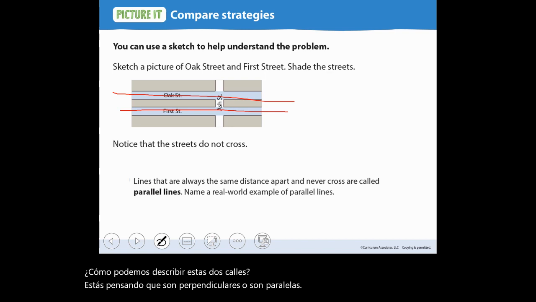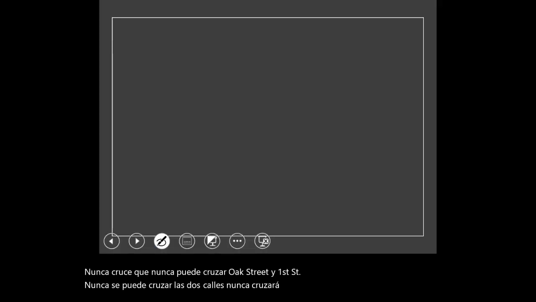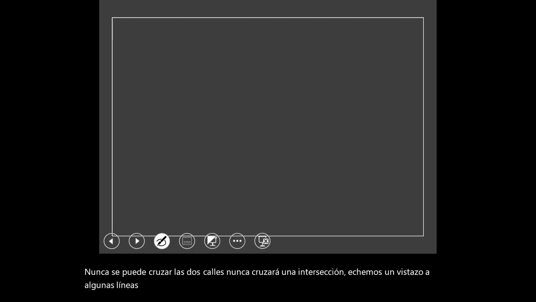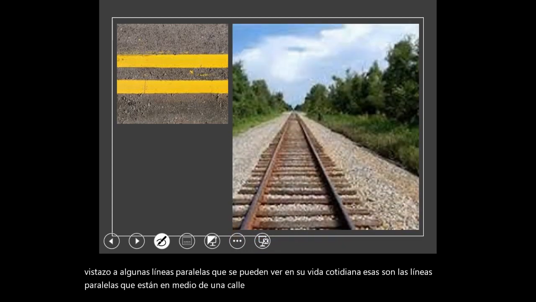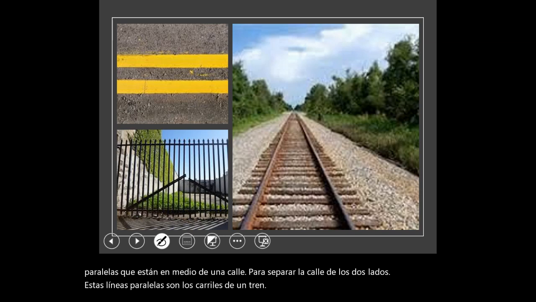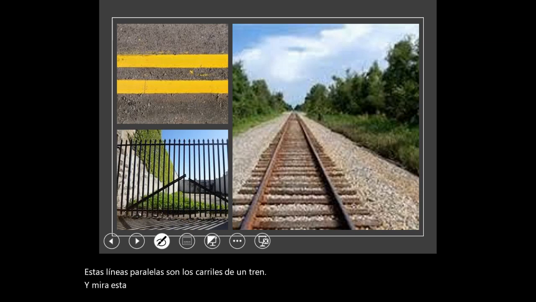These lines are parallel lines because they never cross. You can never cross Oak Street and First Street. The two streets will never cross and have an intersection. Let's look at some parallel lines that you might see in your everyday life. Those are the parallel lines that are in the middle of a street to separate the street from the two sides. These parallel lines are the rails of a train. And look at these, these fence posts are parallel lines.